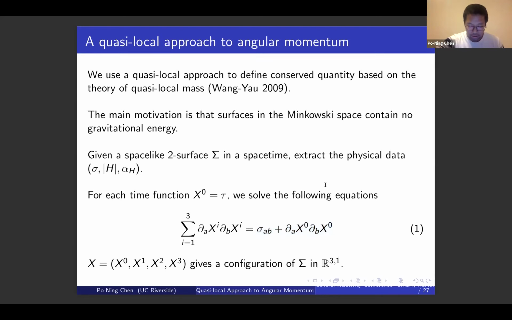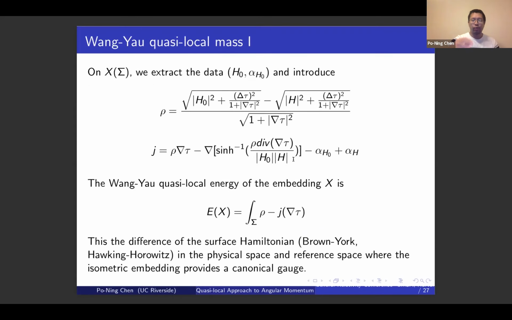Okay. So the isometric embedding consists of x0, x1, x2, x3, and gives us a configuration of the surface sigma in R31 as a reference surface. And on the reference surface, we can extract the same type of data, the mean curvature and the connection in the mean curvature gauge.